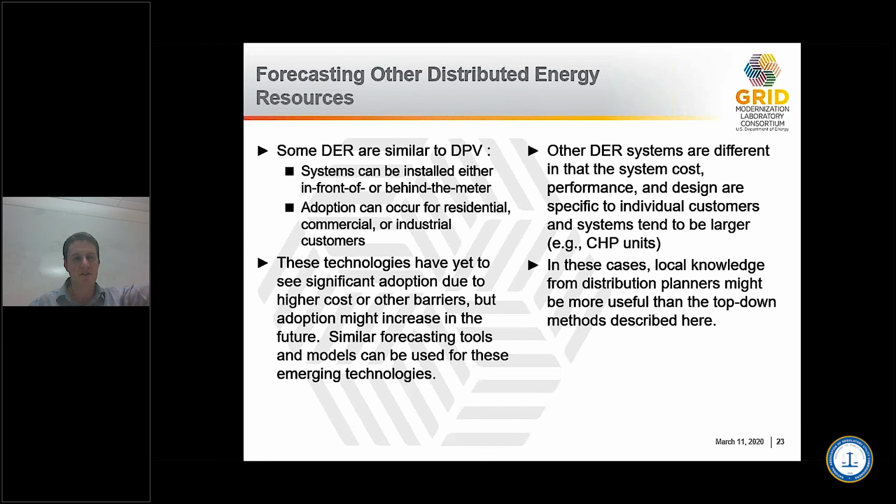So I think that I mentioned this a little earlier, that most of the methodology has been focused on distributed solar. That is probably the largest distributed generation resource on the grid today, maybe apart from CHP. But there are many other resources that should be forecasted. So some DERs are similar to DPV in the sense that they can be installed behind the meter or in front of the meter. They can be adopted by multiple types of ratepayers, and their basic value proposition is that they can reduce consumption, therefore increase bill savings.